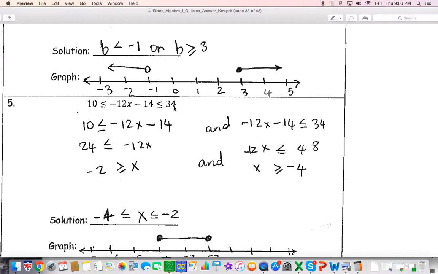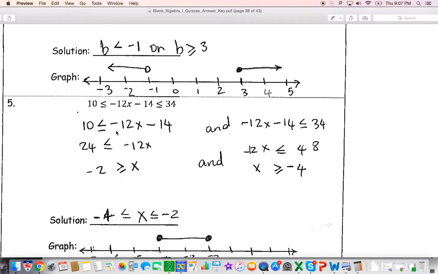I prefer, and this is just a personal preference, to separate this into two inequalities. So I have here this part of the inequality, that negative 10 is less than or equal to negative 12x minus 14. And then the other part of the inequality, negative 12x minus 14 is less than or equal to 34. I'm going to go ahead and solve both separately. And then eventually it should work together.